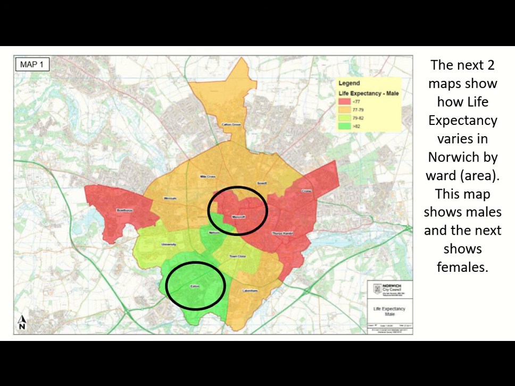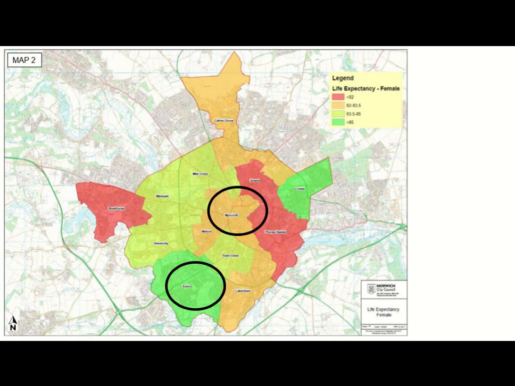The next slide, there you go, I've highlighted them for you there, is for your female life expectancy. So again, males and females, and you can see the difference is a bit less in Mancroft to Eton. It's 82 to 83 and a half, whereas this is over 85. So it's still a 3 to 5 year difference, a big difference between the two areas. And again, this is a far more deprived area of the city than Eton is.